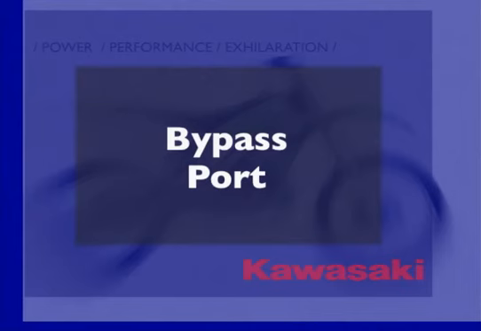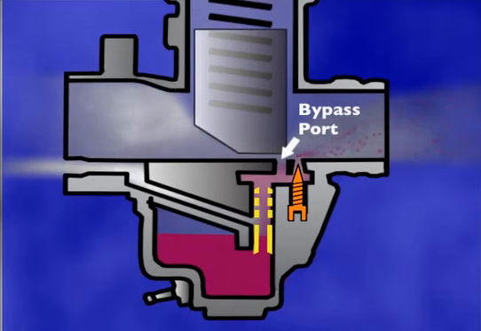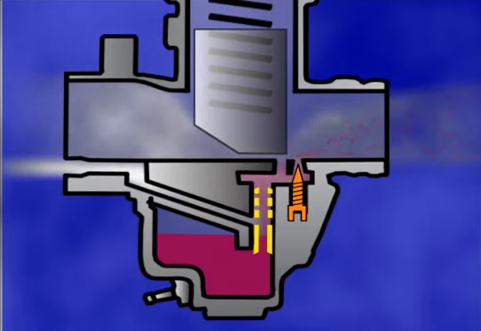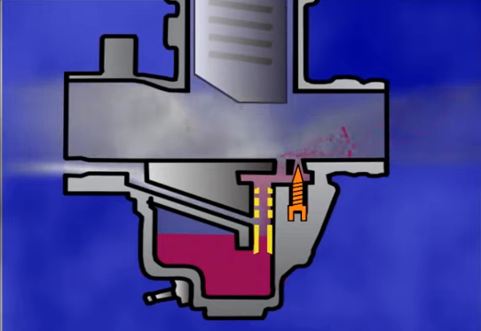One or more bypass ports, located under the slide on the engine side of the venturi, aid in the transition from just off idle to mid-range. With the slide closed, the bypass port acts as an air intake for the pilot circuit, aiding in the atomization of the fuel. As the throttle begins to open, the port switches from providing air to adding fuel into the carburetor throat, which provides a richer air-fuel mixture to the engine.